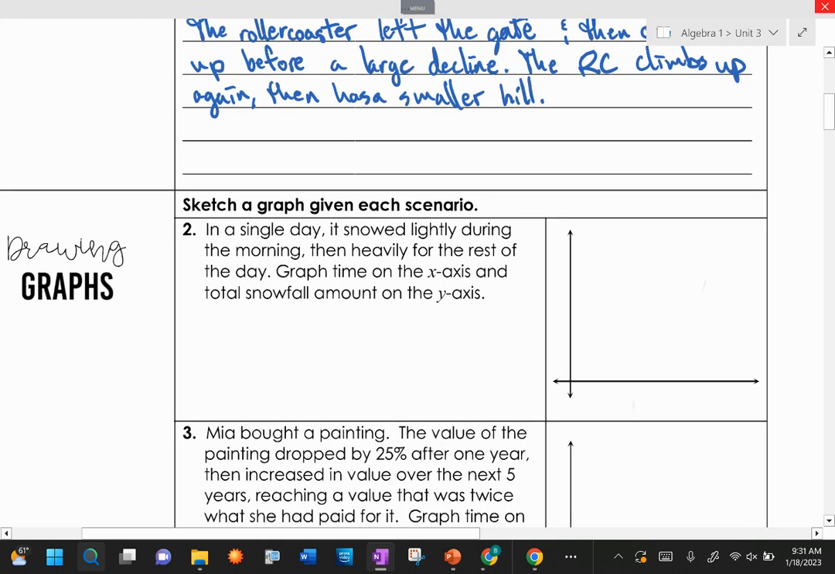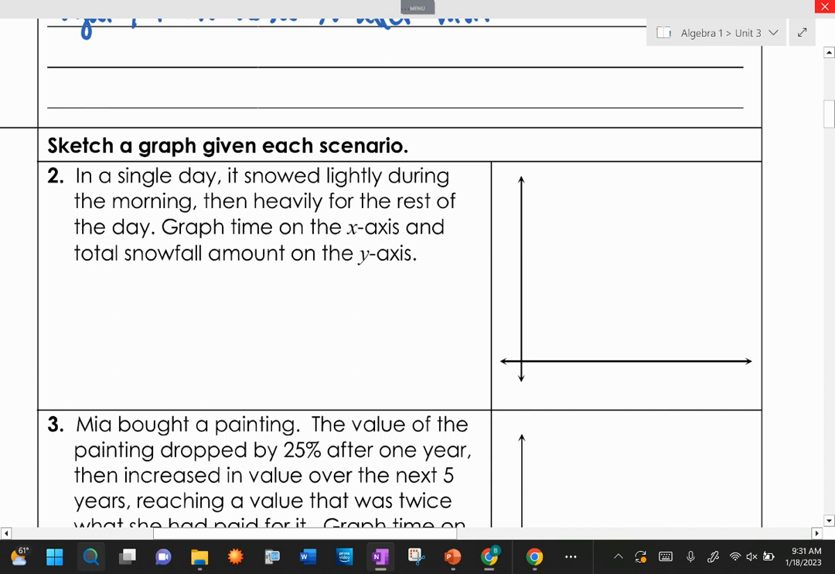You did it. Now you're going to create your own. So, number 2. In a single day, it snowed lightly during the morning, then heavily for the rest of the day. Graph time on the x-axis and total snowfall amount on the y-axis. Would you like to try this one on your own, or do you want to do this first one together? I assume all the people that didn't answer would like to do it by themselves.